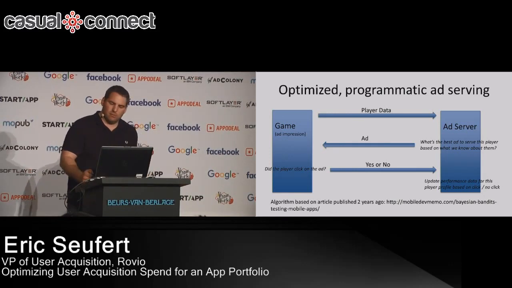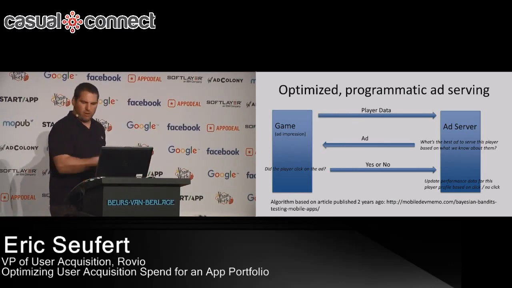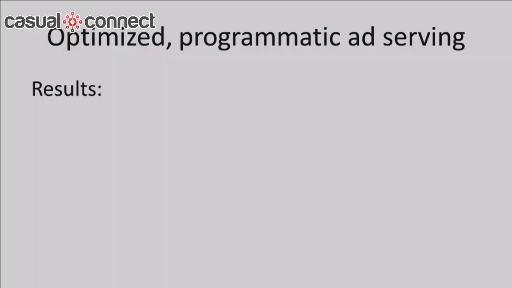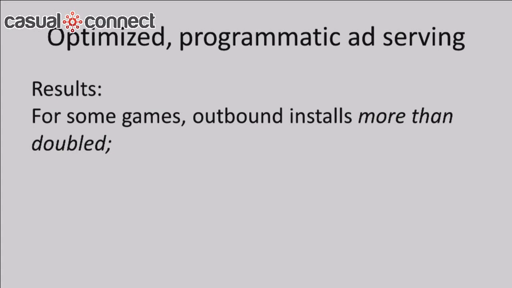Actually, I wrote an article about this like two years ago, and what I did was I went to our internal services team and showed them the pseudocode that I have in this article and said we should build this. So that's available at the URL, but it's not anything super proprietary. So how did that work? For some games we actually doubled the outbound installs, right? So we doubled the amount of installs that we're sending to other games from that game.